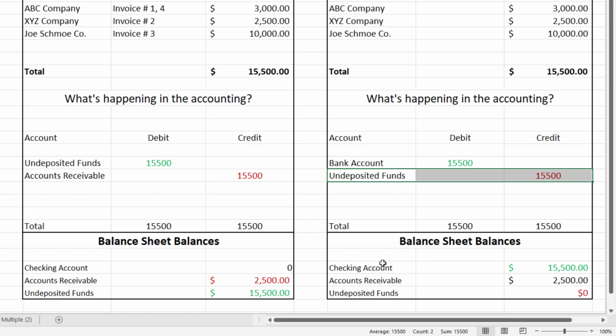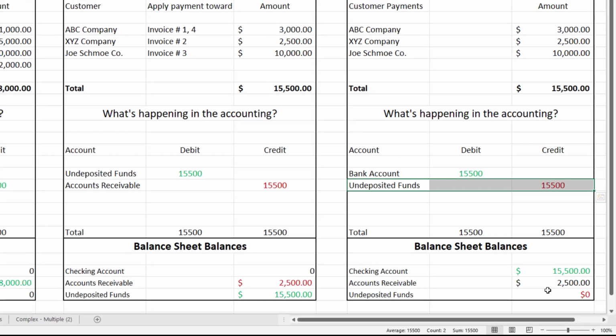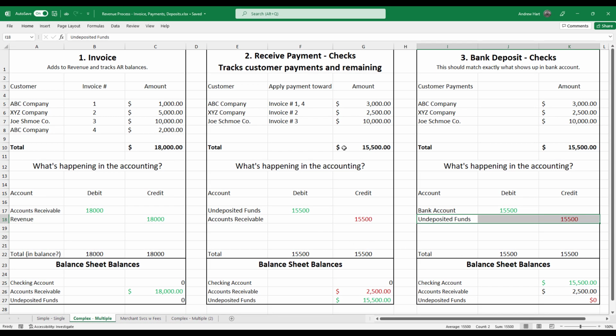Makes sense so far, and here's the balance sheet as it is now. Now the checking account has that $15,500 in it. Accounts receivable still shows $2,500 to be owed, and then undeposited funds is nice and cleared out. It's good to go. Okay, let's look at one more thing when there are merchant services fees included.